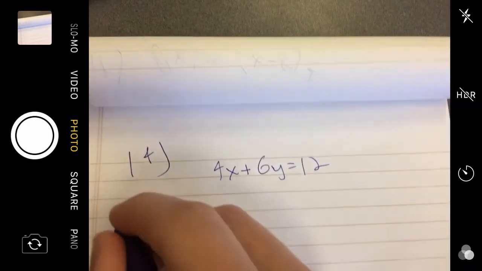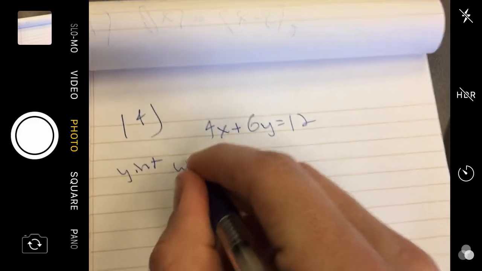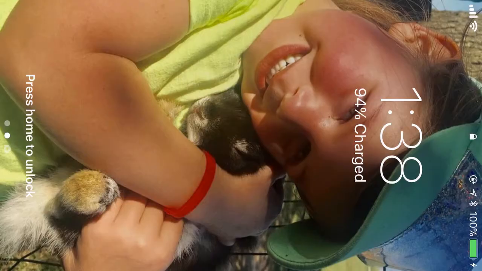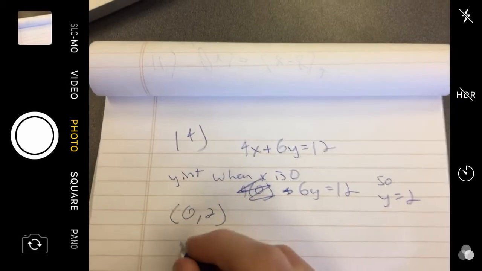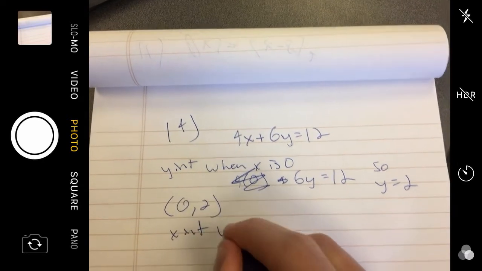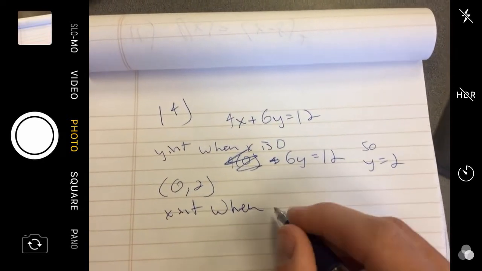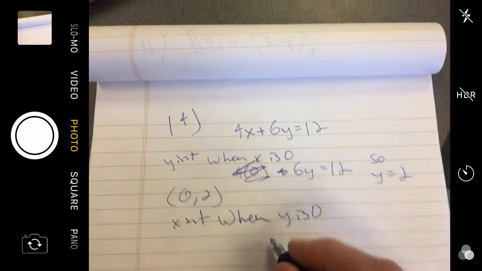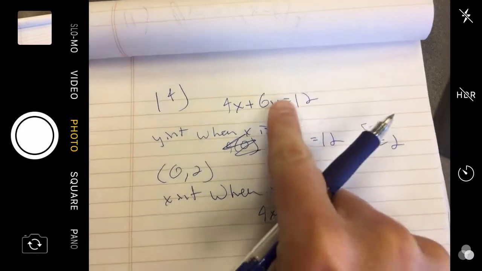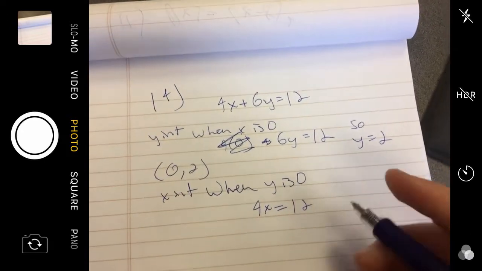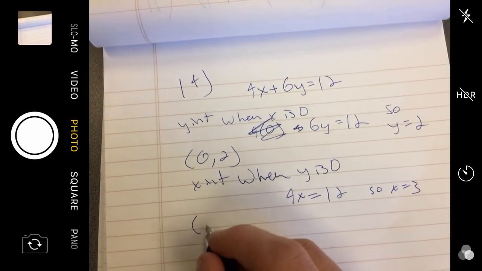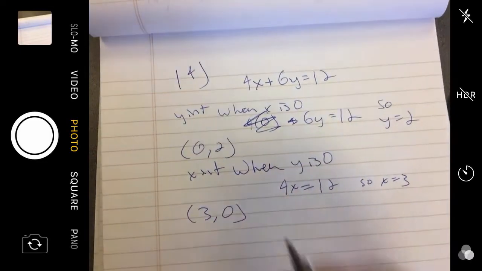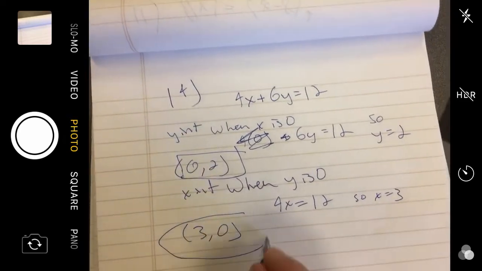is, so for the y-intercept, that's when x is, sorry about that. Okay, and then x-intercept, vice versa, is when y is 0, which gives you 4x equals 12, because it just gets rid of that. So x equals 3, so your x-intercept is (3, 0). And I would definitely recommend graphing it to find those.